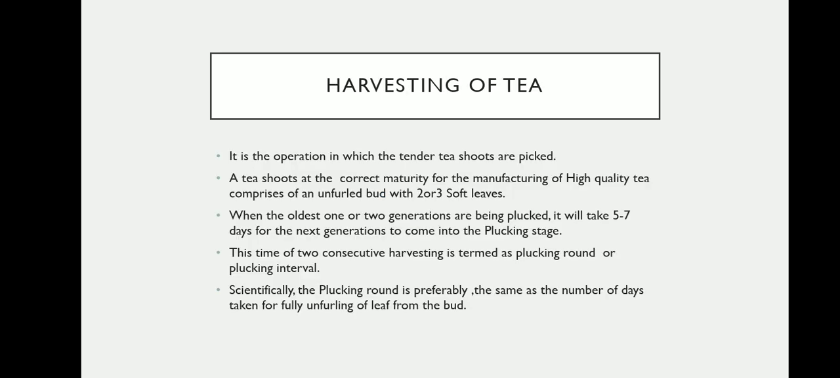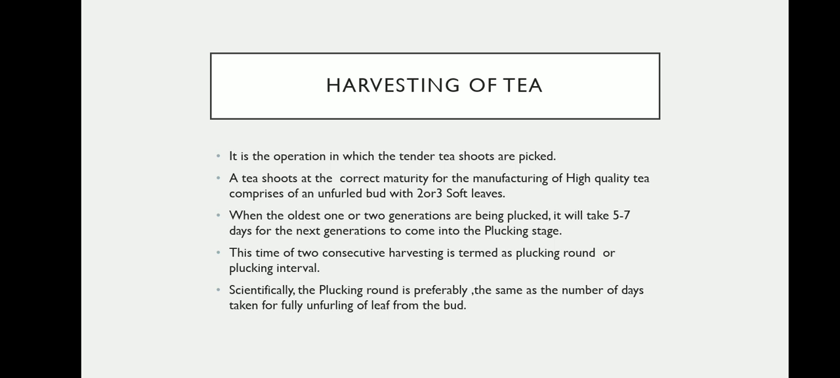Harvesting of tea is the main process in tea production. A tea shoot at the correct maturity for the manufacturing of high quality tea comprises an unfurled bud with two or three soft leaves. When the oldest one or two generations are plucked, it will take 5 to 7 days for the next generation to come into plucking stage. This time between two consecutive harvests is termed the plucking round or plucking interval.